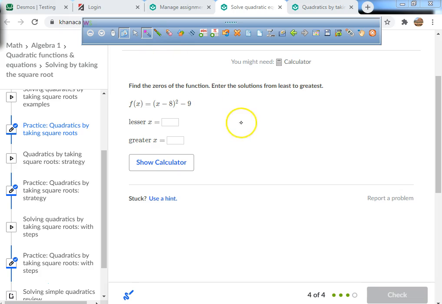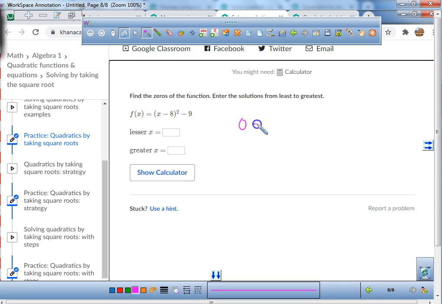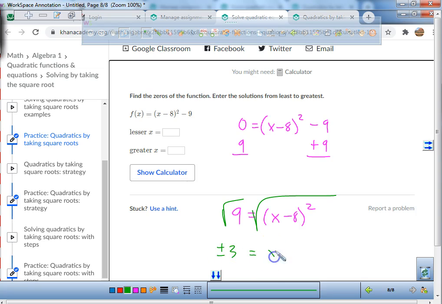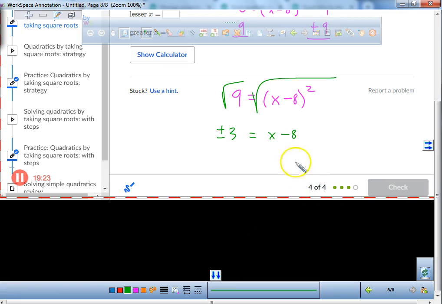It's going to be pretty easy. All it is going to be 0 equals x minus 8 squared minus 9. I'm going to add 9 to both sides. So I have 9 equals x minus 8 being squared. Then I have to take the square root of both sides. This becomes plus or minus 3 equals x minus 8. And then I just add 8 to both sides.